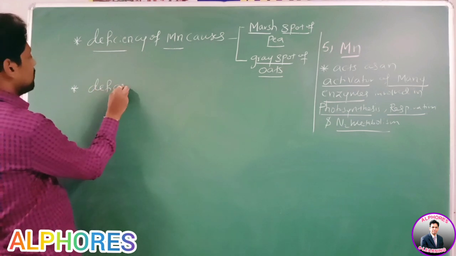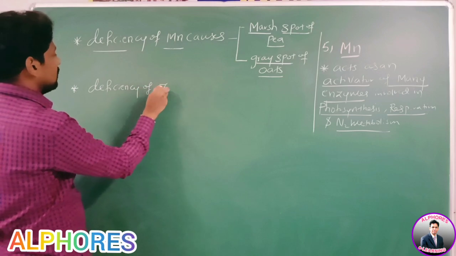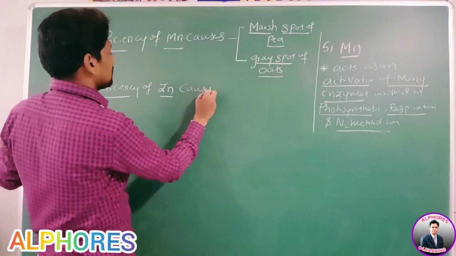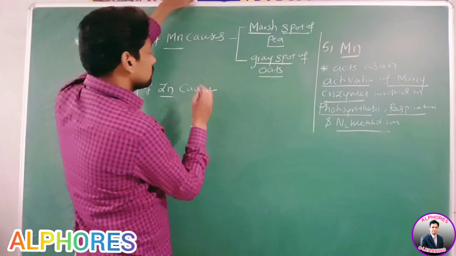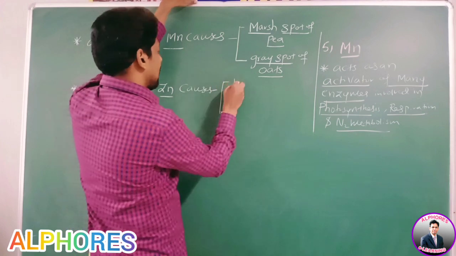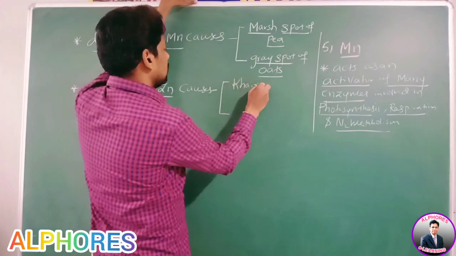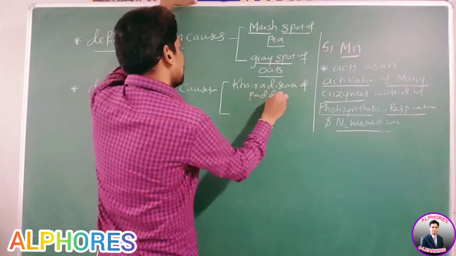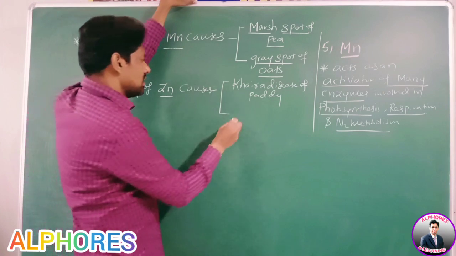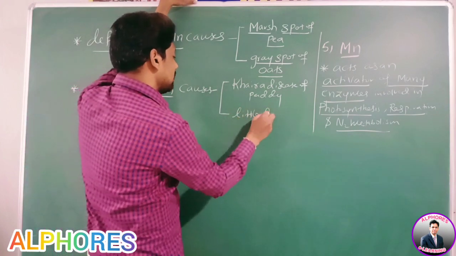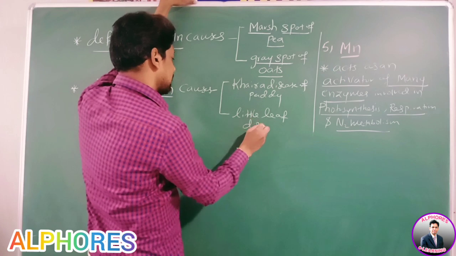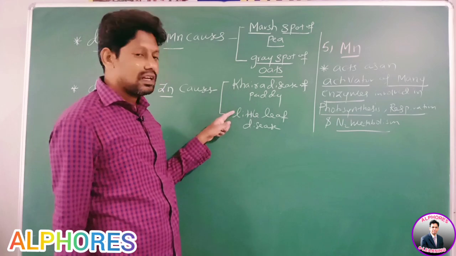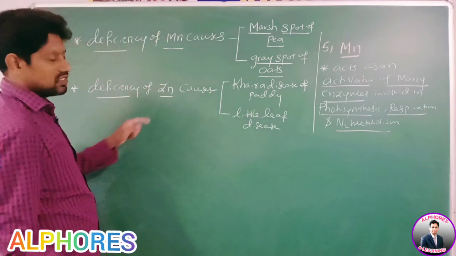Sir, deficiency of zinc. What is it, sir? If plant is deficient in zinc, what are the diseases that are caused? First one is Khaira disease of paddy. Second one is little leaf disease. Therefore, Khaira disease of paddy and little leaf disease are caused by the deficiency of what, sir?